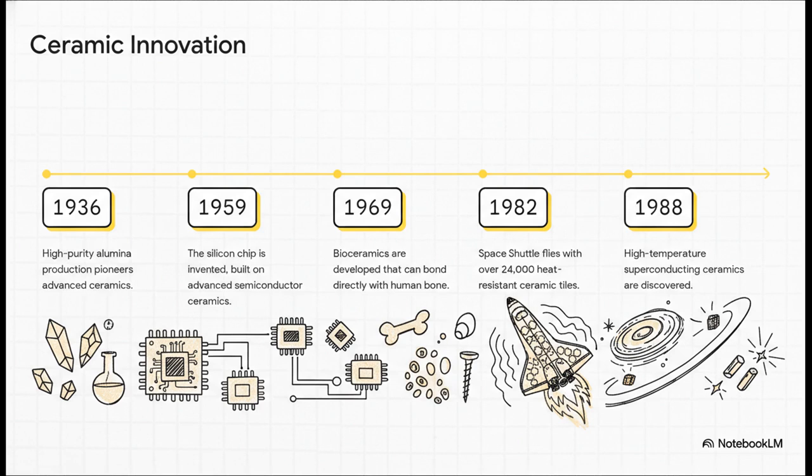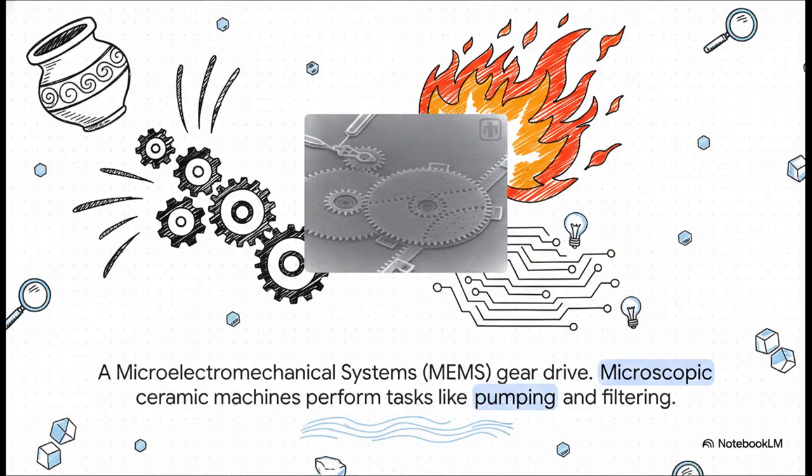We figured out how to use over 24,000 ceramic tiles to protect the space shuttle from burning up on re-entry, and by '88, we were discovering ceramics that could conduct electricity with zero resistance. It's just an incredible rate of progress. So yeah, this isn't your grandma's pottery.